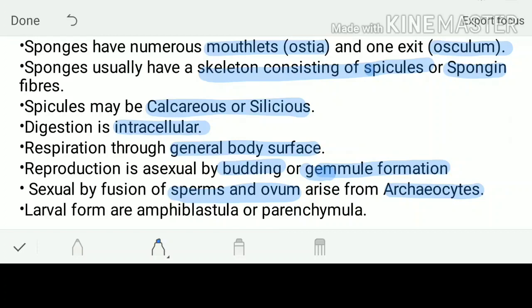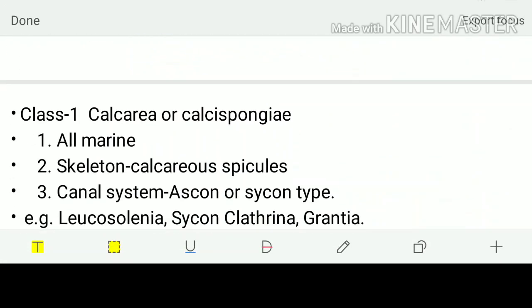So just try to write down the name of the phylum and the name of the larva as well. What larva is found in the Phylum Porifera? It is the amphiblastula or parenchymula. Please deal with the amphiblastula and parenchymula larval forms, which you have to deal with whenever you appear for a competitive exam.